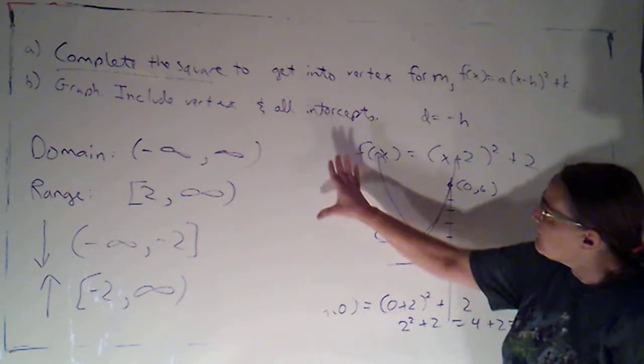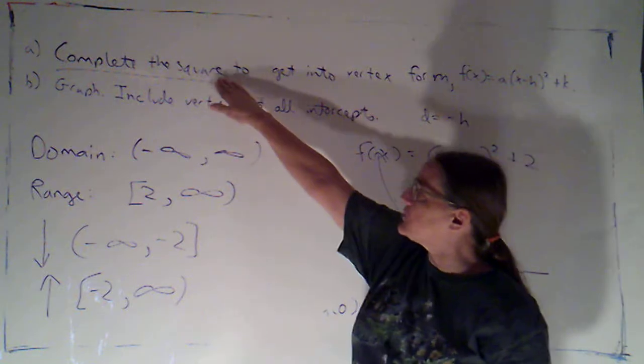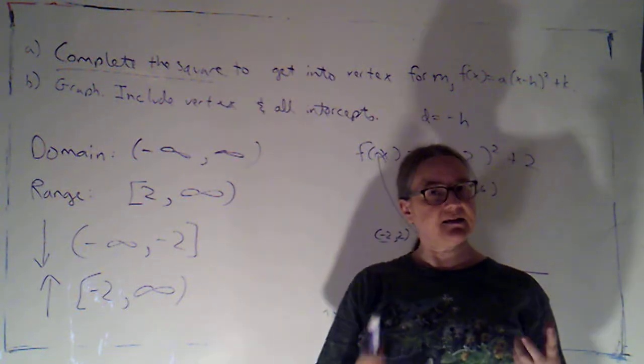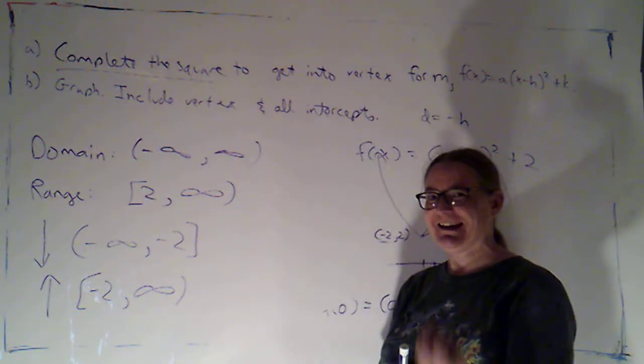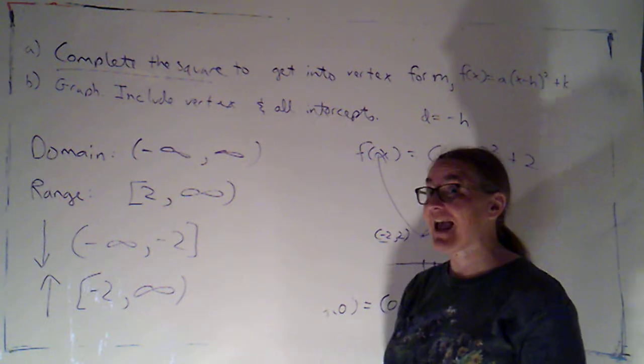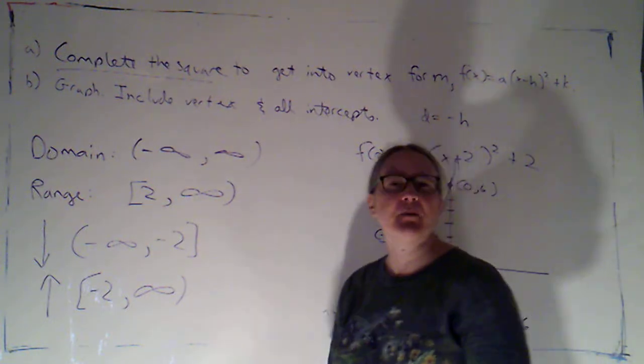All right, so that was an example of having to complete the square. This was kind of a nice example because our a was 1. In the next video, we'll take a look at what if a is not 1. That's a little bit more complicated.